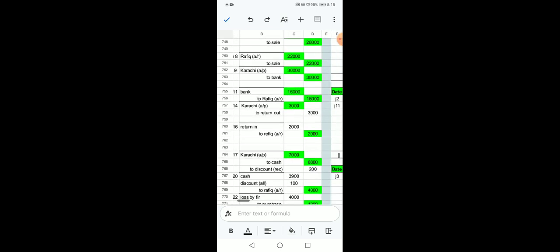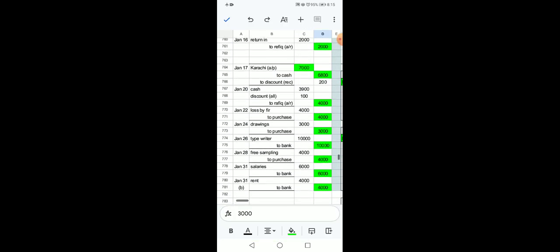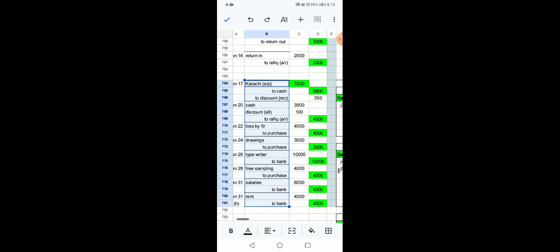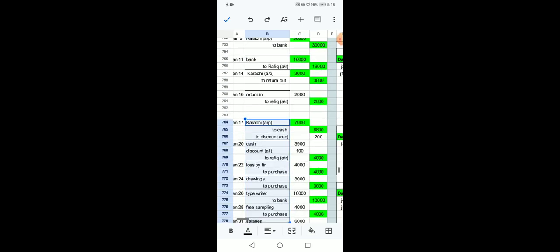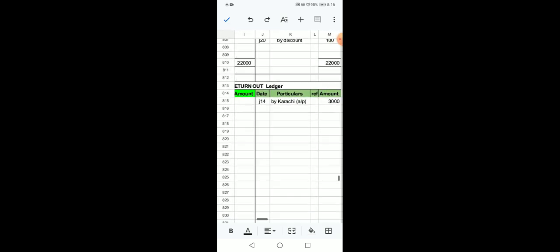Now see if anything else is present for return out. Just this transaction of January 14 we have already posted, meaning it is also completed. Now we are looking for return out, going downside, and from here to here we were looking for return out and nothing is present. It means return out's ledger is completed. There was only one entry. It's time to balance it.